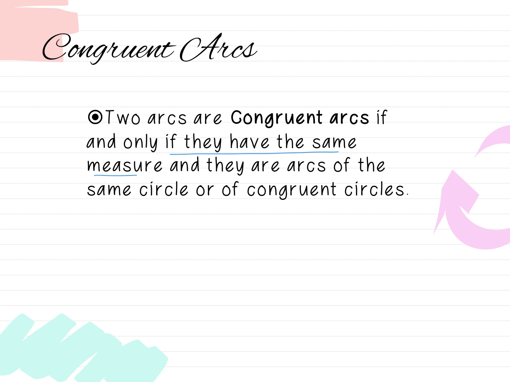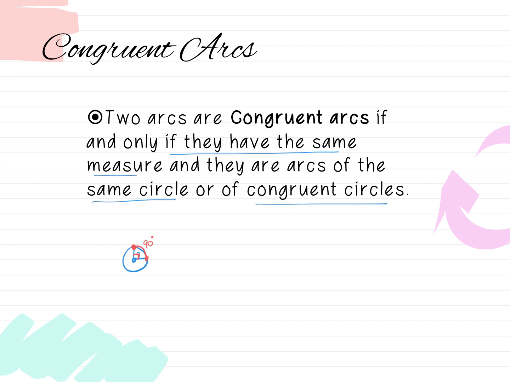And they have to either be on the same circle or congruent circles. And I'll show you what we mean by this. Because let's say we have a circle here with a radius of 3. And we create an arc that's 90 degrees. So this arc is 90 degrees, right? That would be the measure of that.